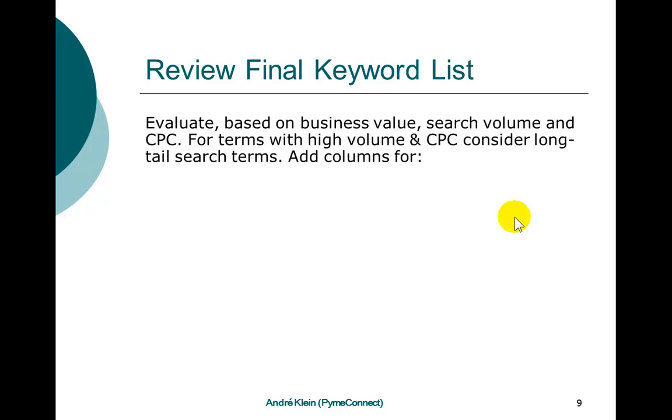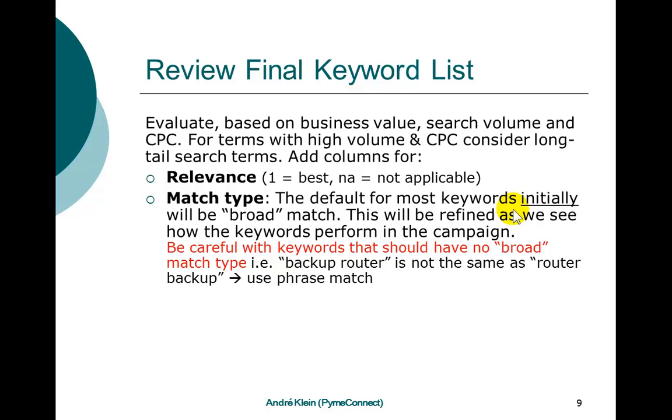So when we review the final keyword list, we evaluate based on the business value, and how far this keyword is relevant to our business, and then match it against the search volume and cost per click. For terms with a high search volume and high cost per click, we should consider using long tail search terms. And on the sheet we will add the columns for relevance, where 1 is the best and NA would be non-applicable. And very important is the match type.